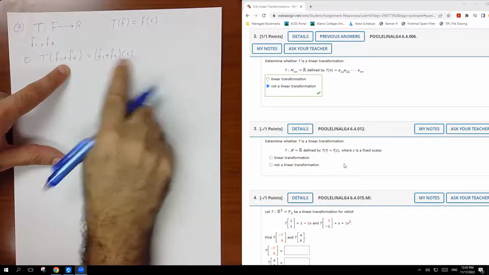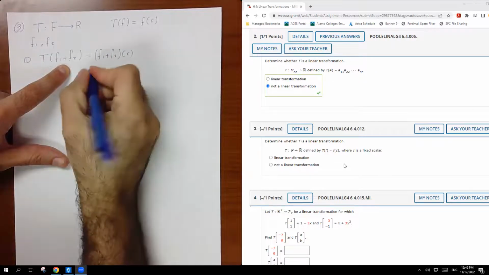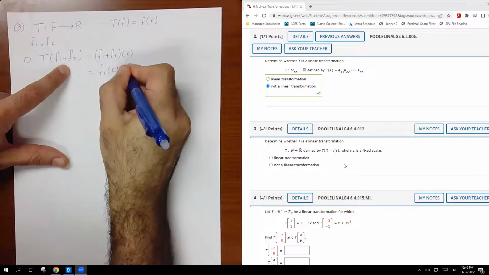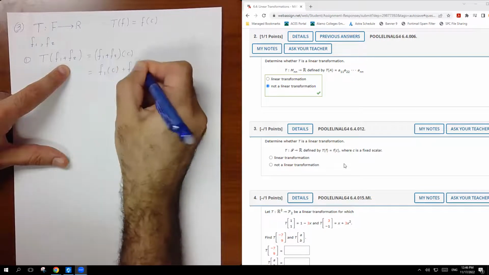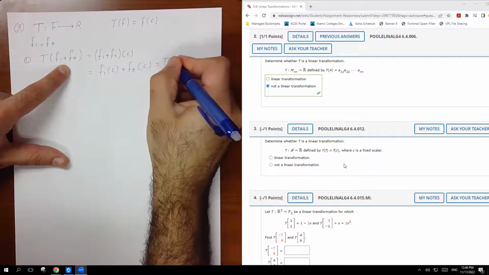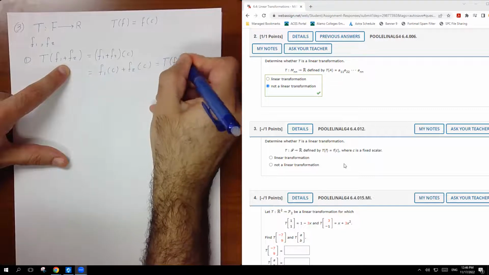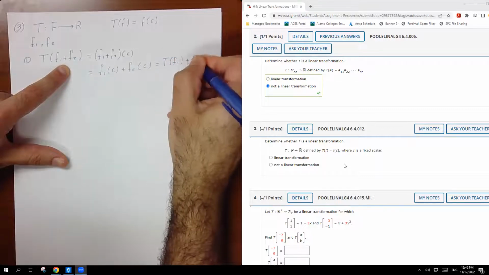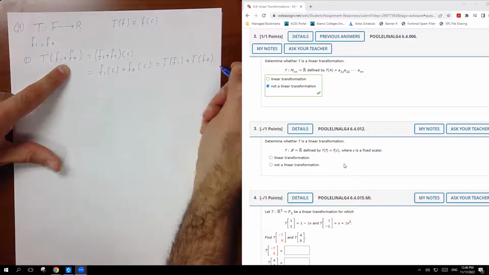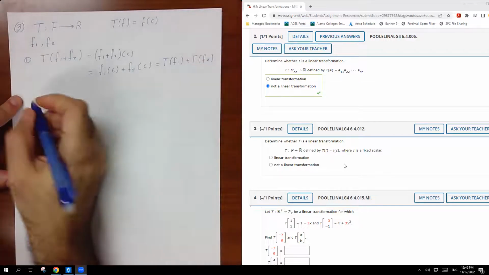This one is one of the functions rule. It's equal to F1 at C plus F2 at C. And this one equals the transformation of the function F1 plus the transformation of the function F2. So here the first condition is satisfied.